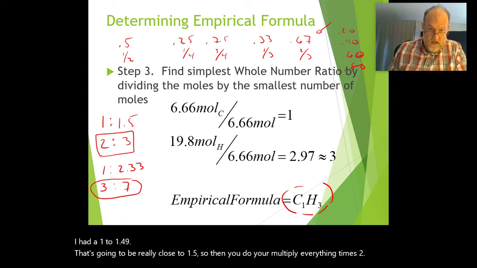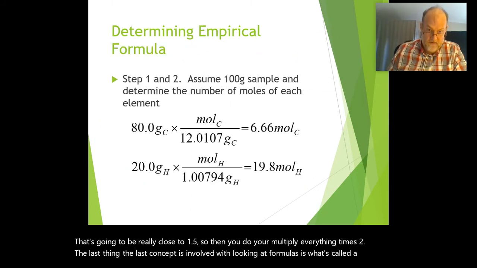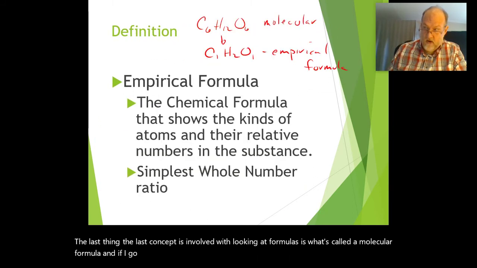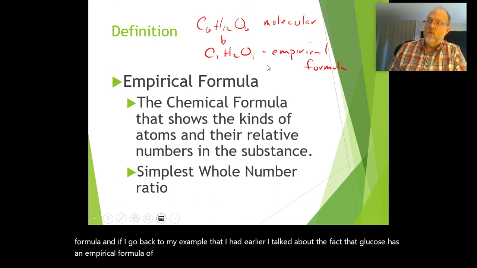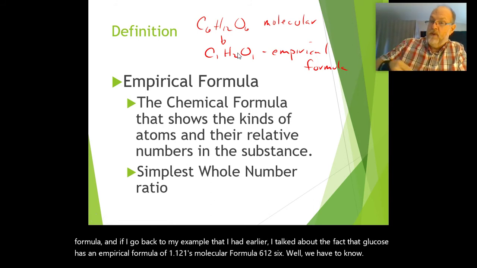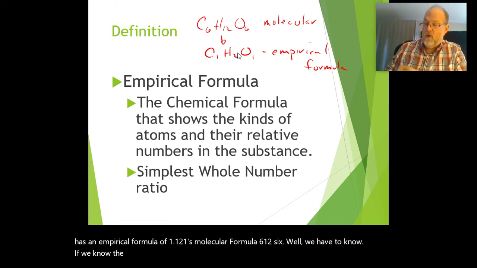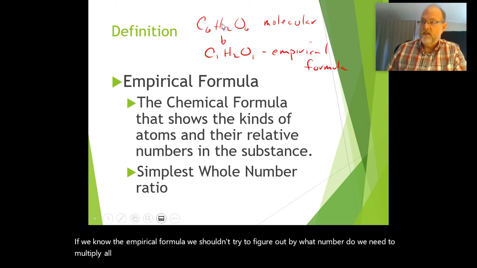Okay. The last concept that's involved with looking at formulas is what's called a molecular formula. If I go back to my example that I had earlier, I talked about the fact that glucose has an empirical formula of CH2O, and its molecular formula is C6H12O6. Well, if we know the empirical formula, we have to figure out by what number we need to multiply all of our subscripts to get our molecular formula.